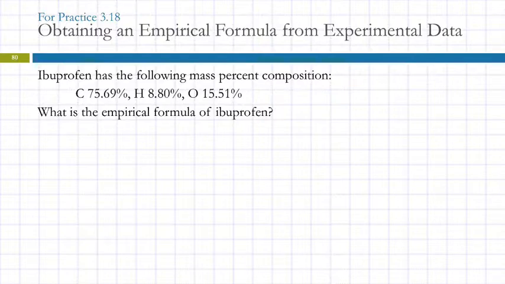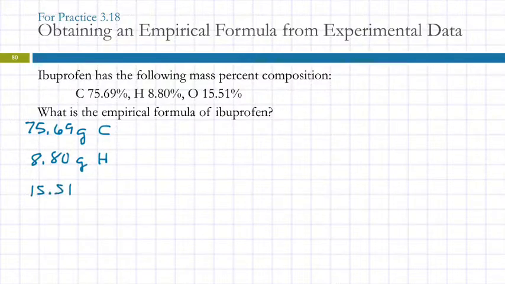Ibuprofen has the following mass percent composition. What's the empirical formula? So here we're given percentages instead of masses. No problem. We're just going to write the percent down, and instead of writing percent, we're going to write grams. We can do that because if our sample weighed 100 grams, these would be the masses. So that just makes things easier. So 75.69 grams of carbon, 8.80 grams of hydrogen, and 15.51 grams of oxygen.